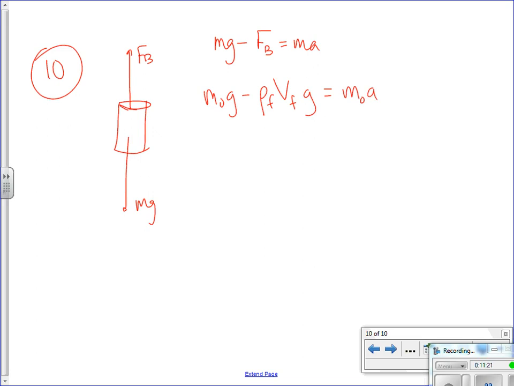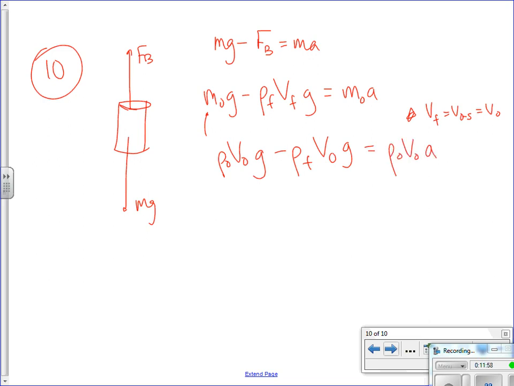What do we want here? Density of the object. So that's going to be in here, I believe. What else do we know here? We don't know much at all. This is going to be rho object, V object, G, minus rho fluid, V object, G. It's submerged. V fluid is V object submerged, which happens to be the entire object.